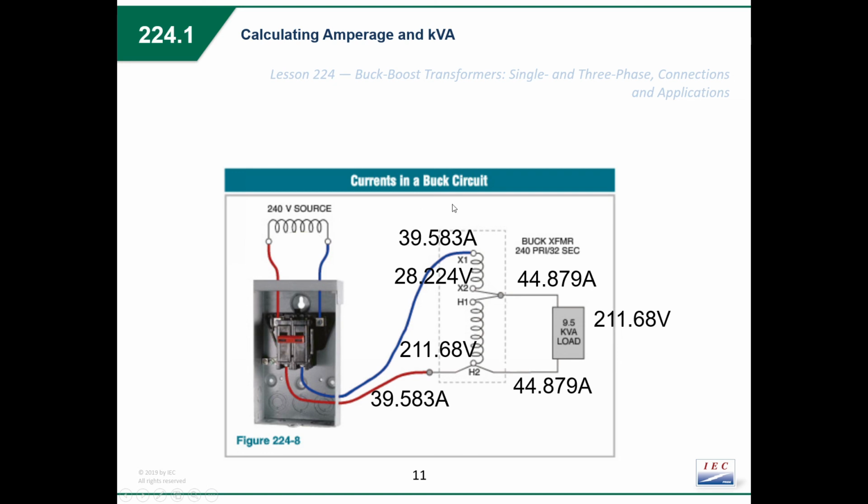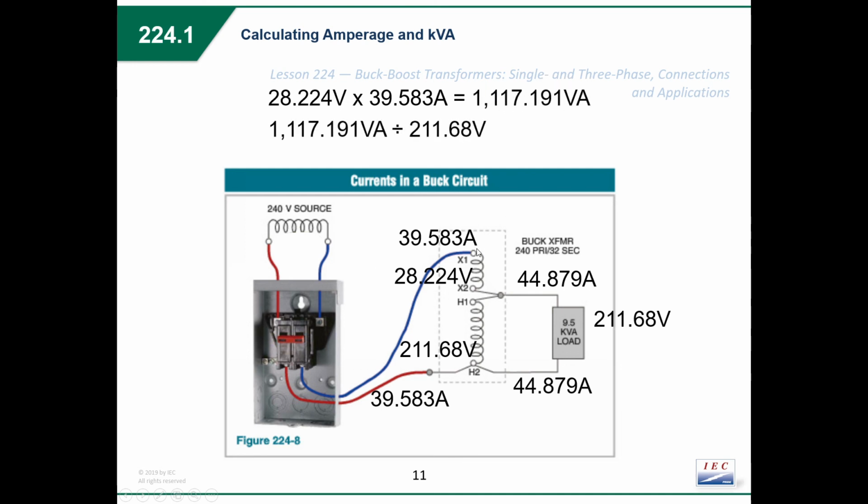So now let's kind of break down a little further and see how many amps do we expect in each coil. So at this point, we have already determined amperage, so we're going to take our voltage times our amperage to give us 1,117 volt amps in this coil here. We know we're going to have the same volt amps in the adjoining coil over here. We already established that. So 1,117 volt amps divided by 211 gives us now 5.278 amps in this coil here.